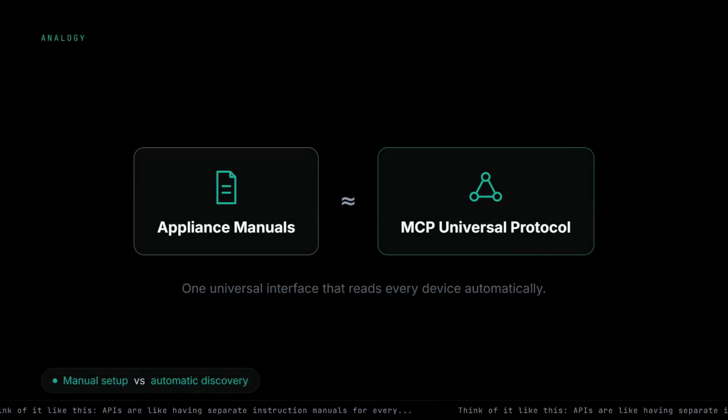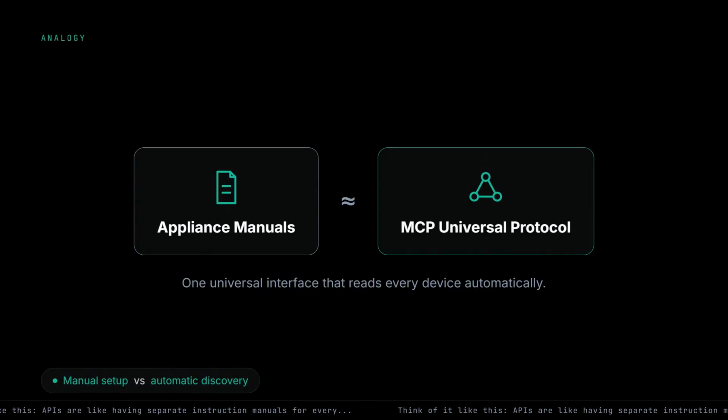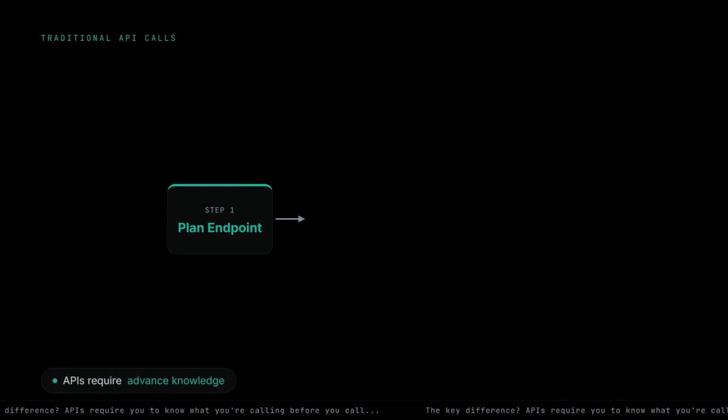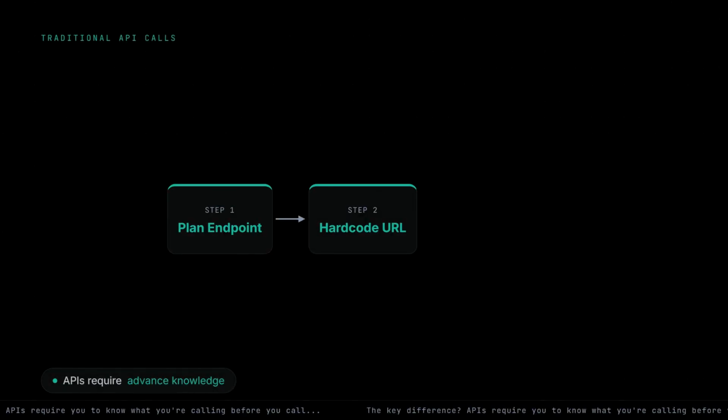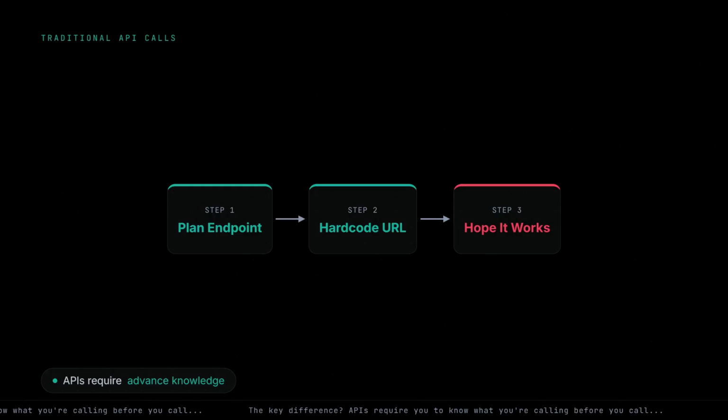Think of it like this. APIs are like having separate instruction manuals for every appliance in your house. You need to learn each one. MCP is like having a universal remote that automatically reads the appliance's capabilities and instantly understands what buttons do what. The key difference? APIs require you to know what you're calling before you call it. You hardcode the endpoint, you hardcode the parameters, and you hope nothing changes.